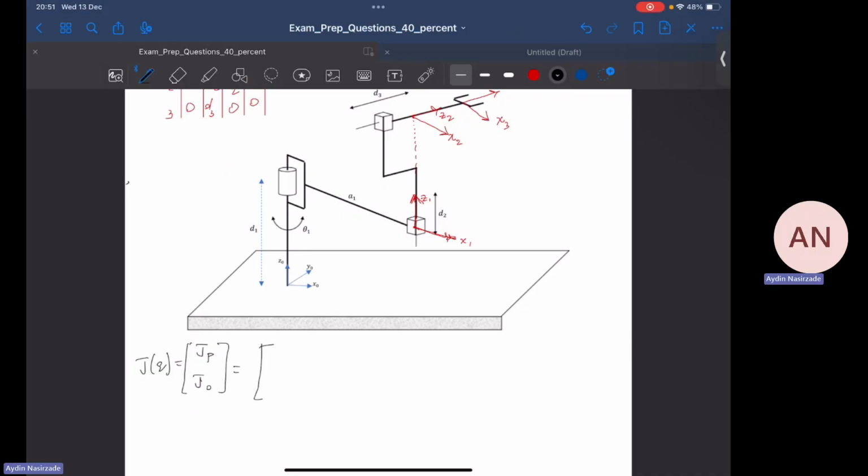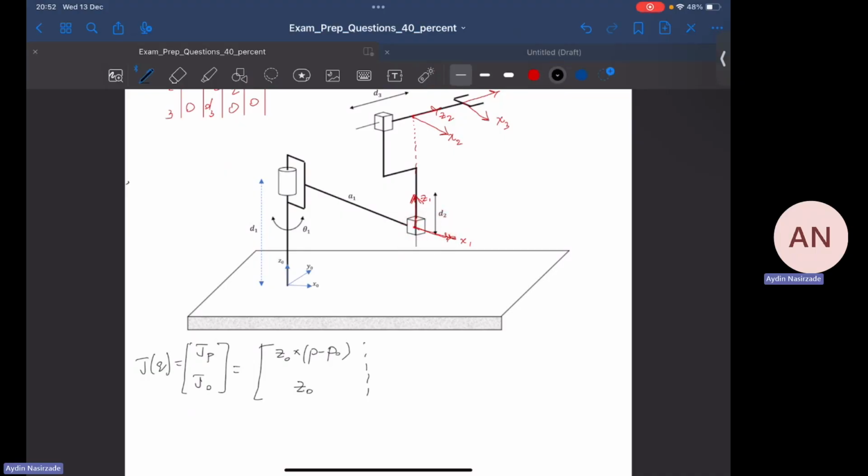Now, for the revolute joint, we write Z(i-1) cross product (P minus P(i-1)). So i is 1 in our case because this is the first joint. So Z0 cross product (P minus P0), right? Now, for the angular velocity contribution, we have only Z(i-1), which is Z0 in this case. Next column, we have a prismatic joint.